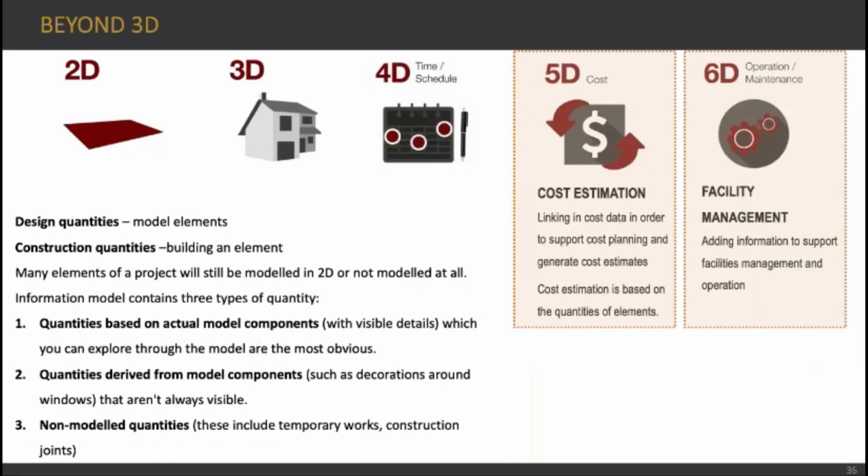Then we have the cost information, and this time it is called 5D, 5 dimension, which is cost estimation. We link the cost data in order to support cost planning and generate cost estimation. Then also we have the 6D, which is operation and maintenance. After you complete your project on the construction site, now it is the phase for the usage. This means operation and maintenance, especially when you think about really complex projects like a hospital or airport, or even a railway. The operation and maintenance phase is really important for those projects. So for facility management, you can have the related information, and you can better operate and maintain your projects.